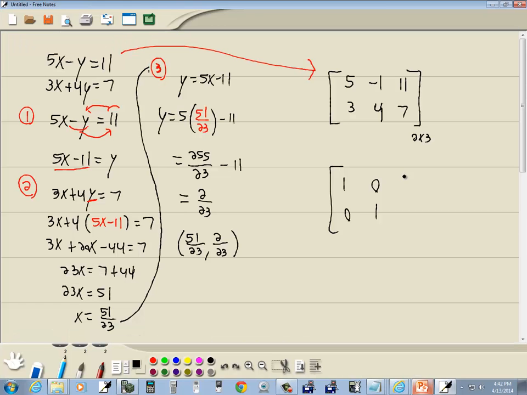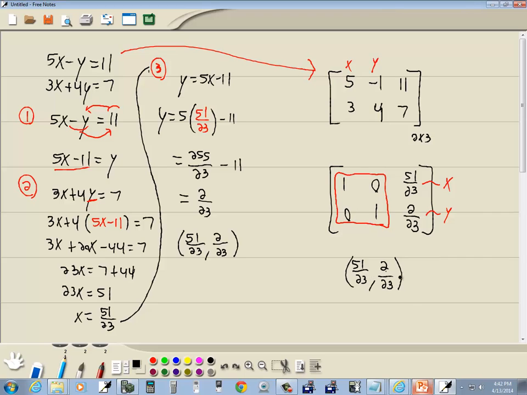So we came up with 51 over 23 and 2 over 23. Two equations, two variables. This first 2 by 2 here should be a diagonal of 1, 0, 0, 1. If it is, that means it worked. And if it worked, your far right column is your answer. This will be your x, and this will be your y. It's in the same order you put your numbers. We put our x's here, we put our y's here. And we put parentheses around it and a comma between them. So we've got 51 over 23, comma, 2 over 23. And you see we get the same answer as what we did by hand.